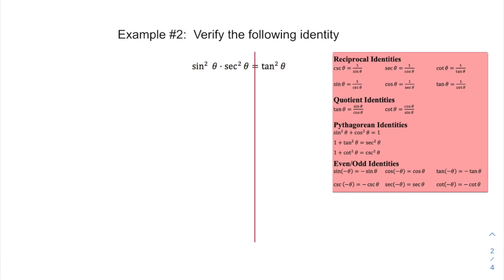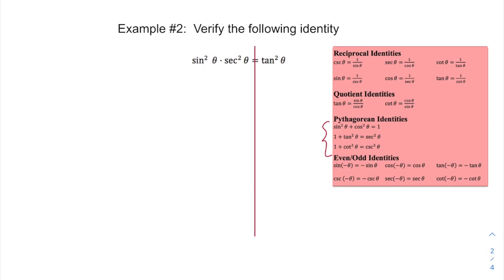The first thing I notice is everything is squared. And you might go straight to these Pythagoreans, but I'm not going to jump right there yet because what I notice is there's no addition or subtraction. And I would like to not introduce an addition or subtraction if I don't have to. Addition and subtraction typically make simplifying questions a lot more difficult. So I'm going to avoid that if I can. Since I'm moving away from the Pythagorean identities, I'm instead going to look at some of these reciprocal and quotient identities and remember that they can also be squared.